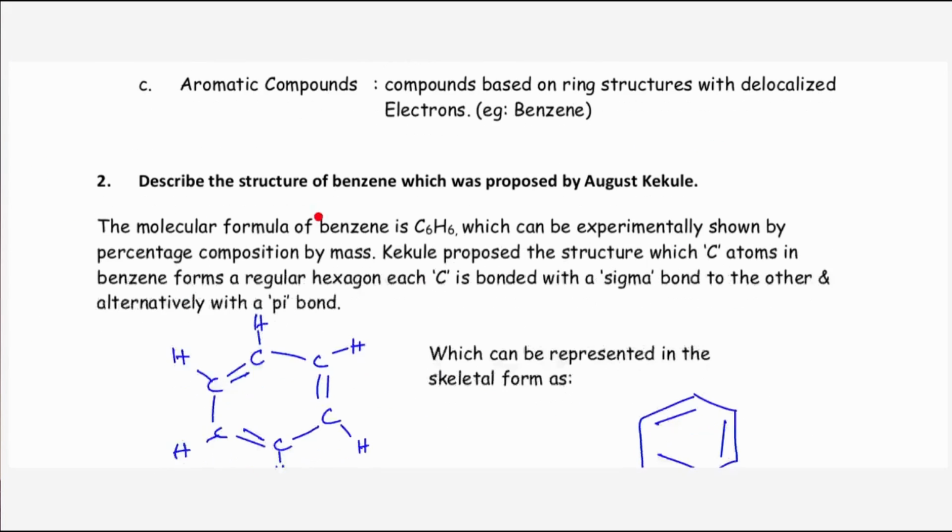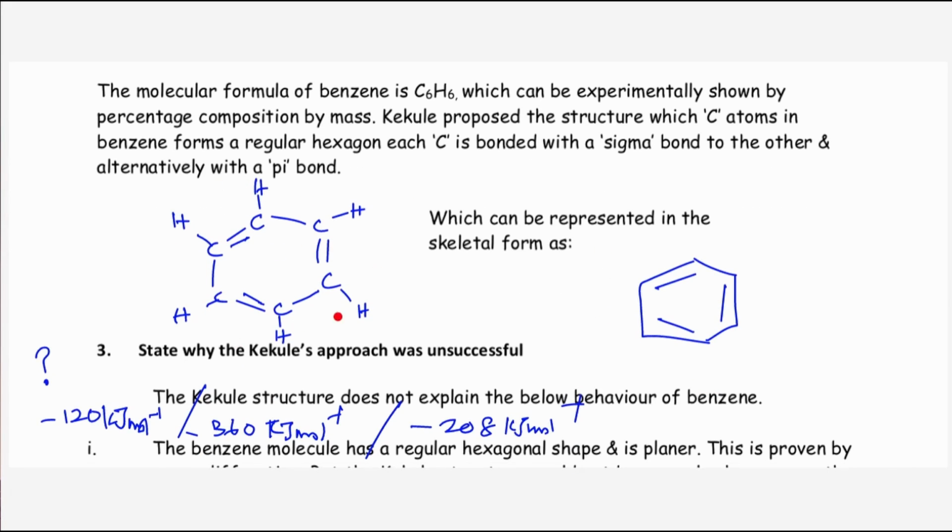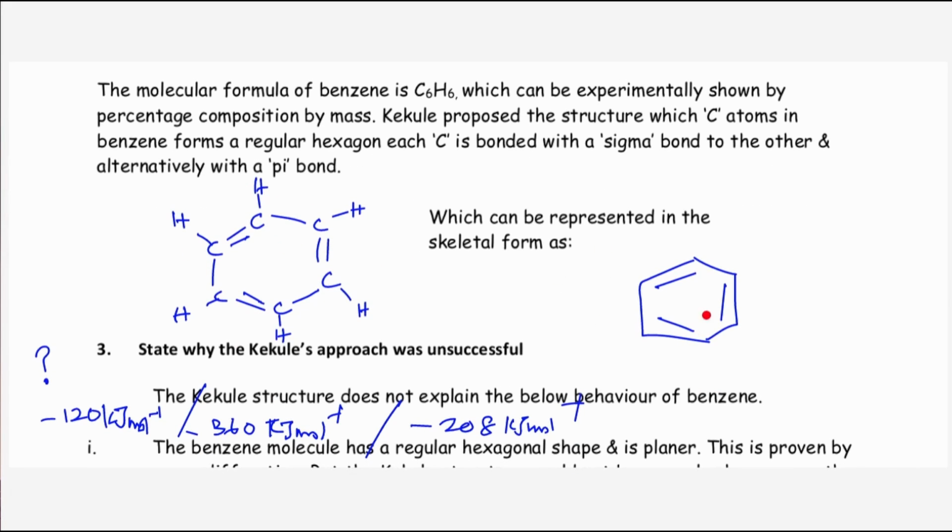So the formula of benzene is C6H6, which can be experimentally shown by the percentage composition by mass. Kekulé proposed the structure in which carbon atoms in benzene form a regular hexagon, with each carbon atom having a sigma bond and the other alternately with a pi bond. Please copy the displayed formula and the skeletal formula of benzene.